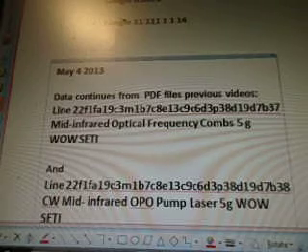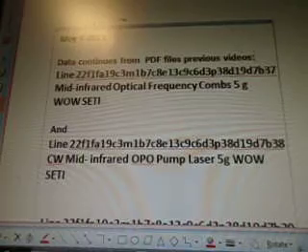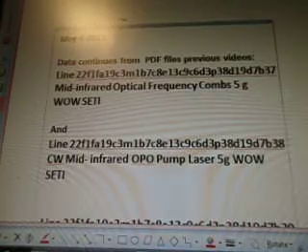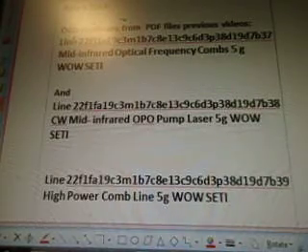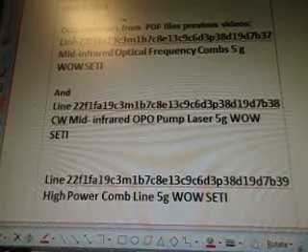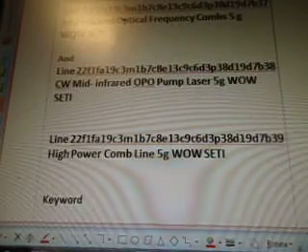I don't know what these frequency comb things are, but they've got a lot of the keywords in them that are in the data, so I pulled it and we'll just take a look at it and see what it's got to offer us. Okay, so this is mid-infrared optical frequency combs, and also these were the lines of data it came up in. And then CW mid-infrared OPO pump laser, then high power comb line. So you can see I've made 3 videos from one PDF file.